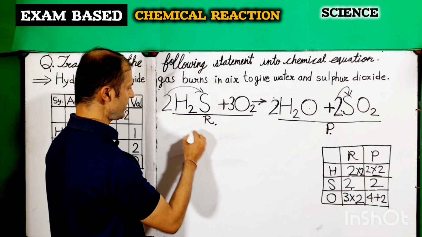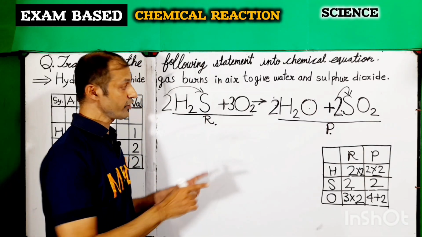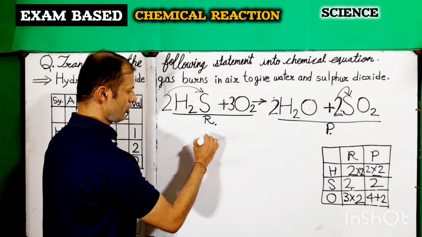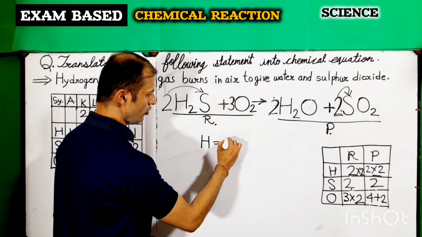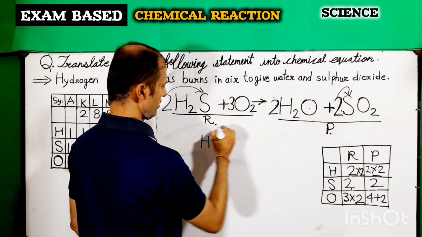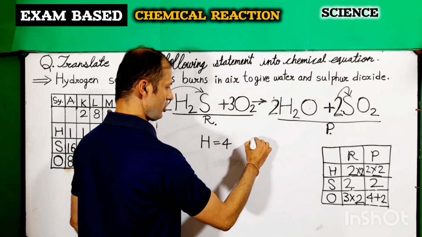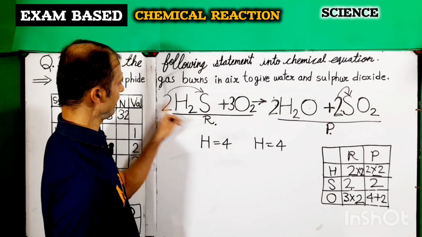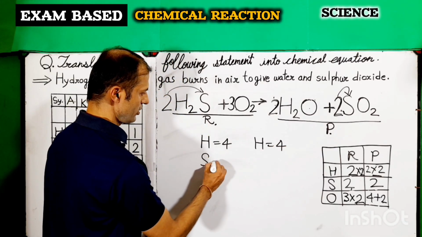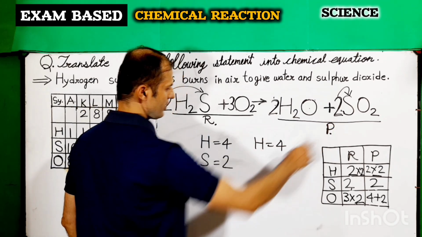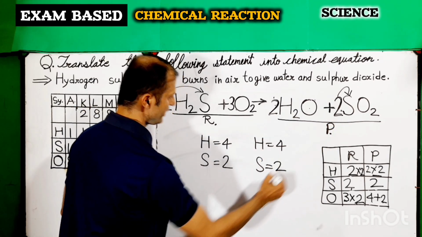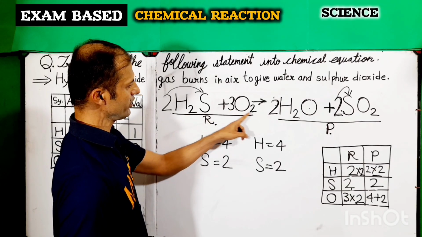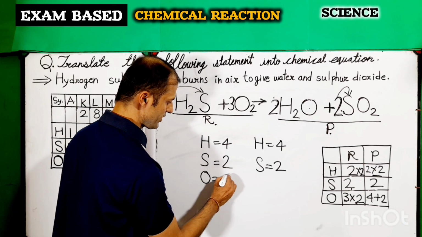Here we see the final result, as we should always write after doing this in our final examination, students. How? Suppose 2 to the 4. So hydrogen is 4. Here in the product, hydrogen 2 to the 4. So hydrogen is 4. Then what we'll do next, students? Sulfur. So sulfur is 2. Here we see the sulfur. Sulfur is 2. Next, what we'll do, students? Here we see the oxygen. Oxygen 3 to the 6. So here we write the oxygen is 6.